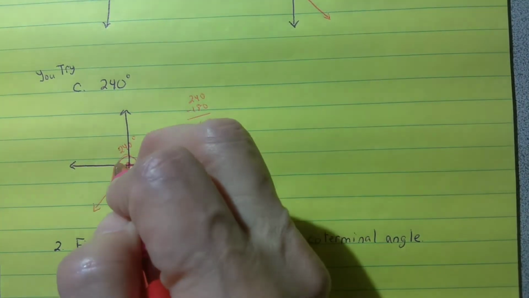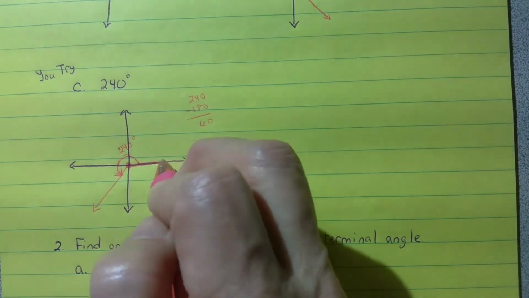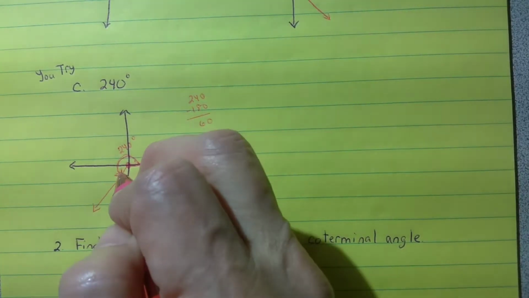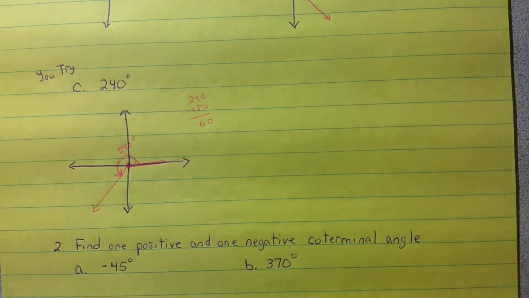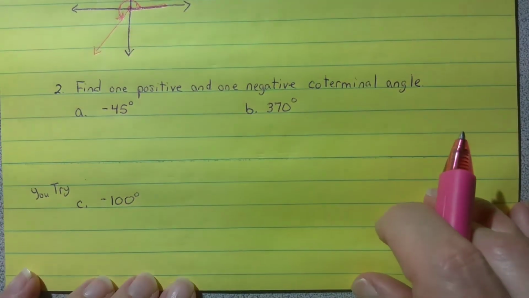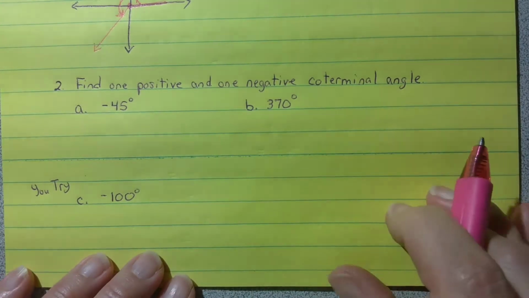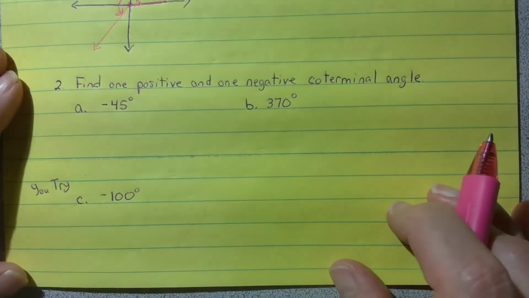Please remember, this is the angle that we're talking about. Initial side, terminal side, and here's the angle. Okay, the next thing we're going to talk about is how to find coterminal angles. And as I showed you before, very, very simple.